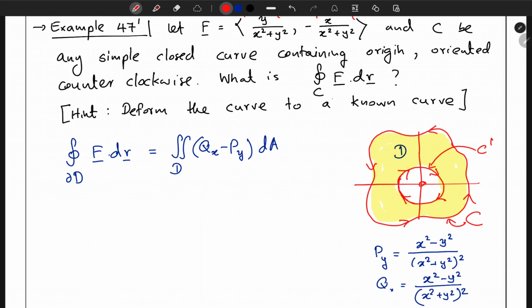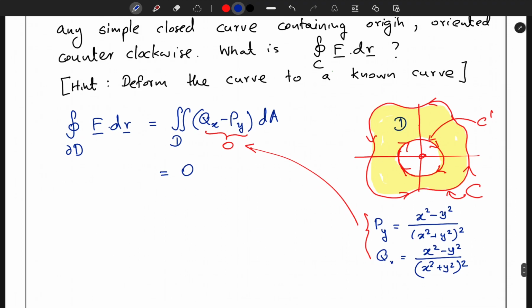By using these two, we get the difference is 0. Therefore, the integral value is 0. Right? Okay, so by using Green's theorem, we found the line integral along the boundary is 0.